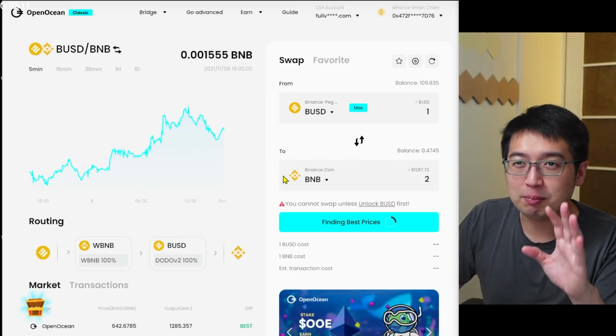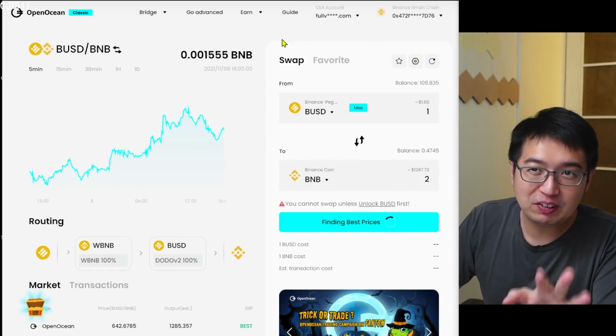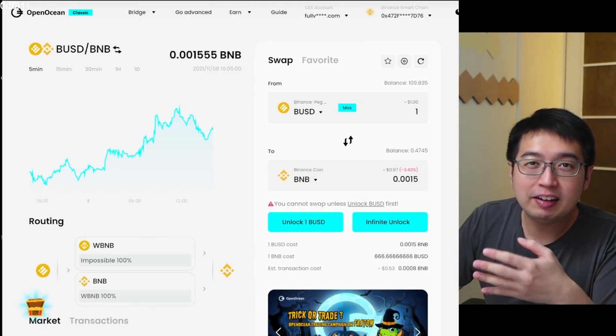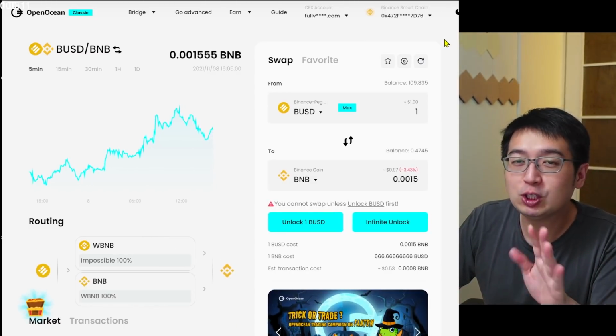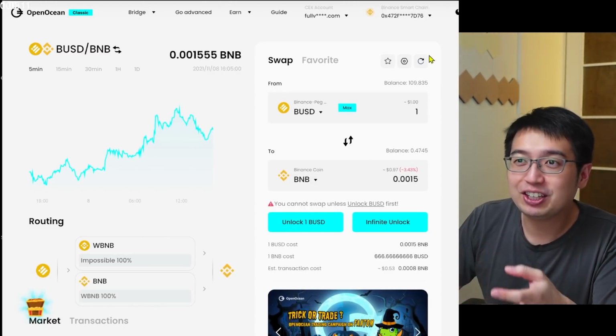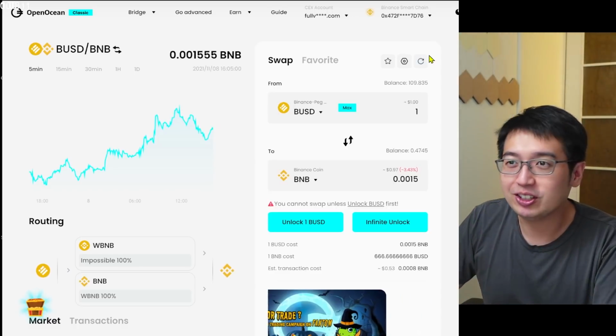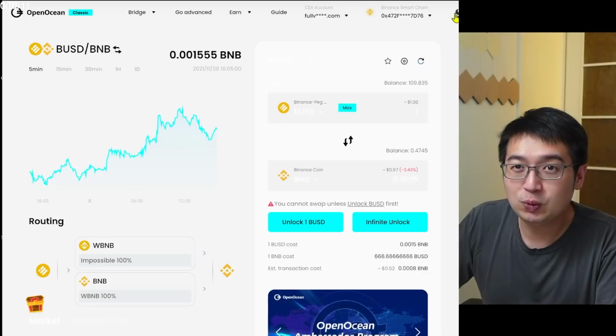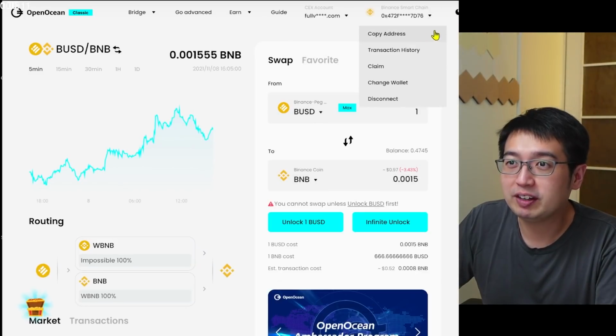OpenOcean interface. Now, whenever I'm on a new platform, I'm very uncomfortable with everything because I don't know what everything does. So I'm going to give you a quick tour of the platform so you will know how to use it and you're not uncomfortable when you get to this website. So first thing, in the top right, we can switch between night mode and day mode. You can pick whatever you like here.